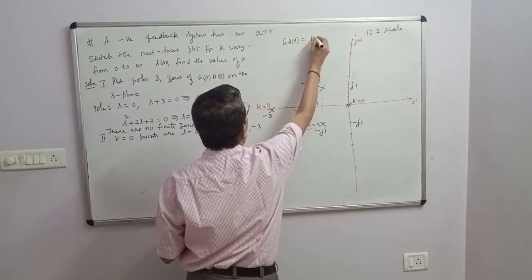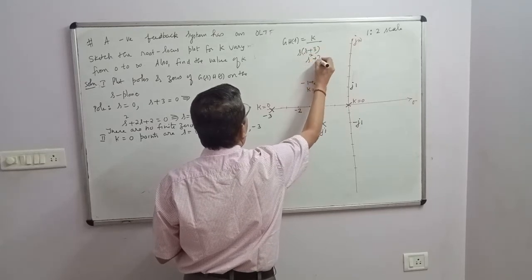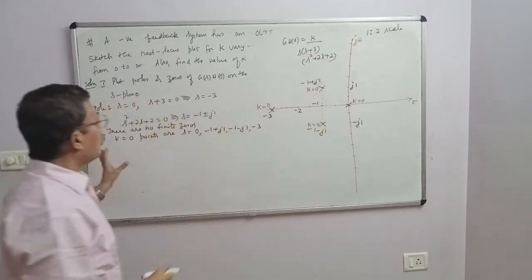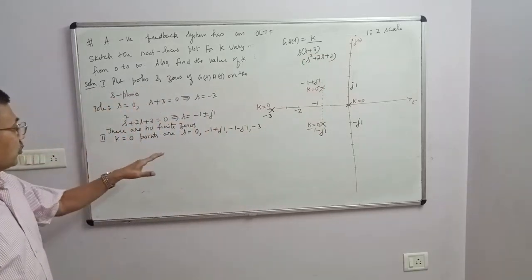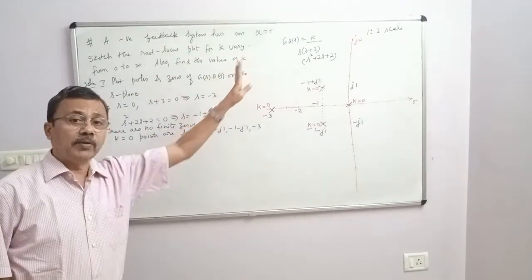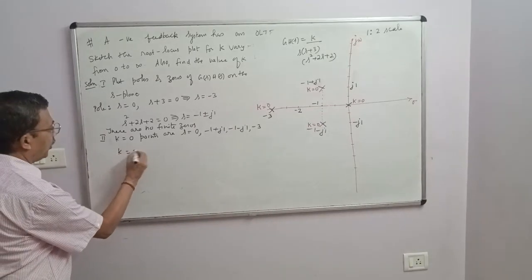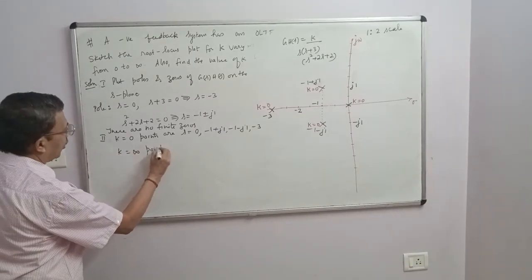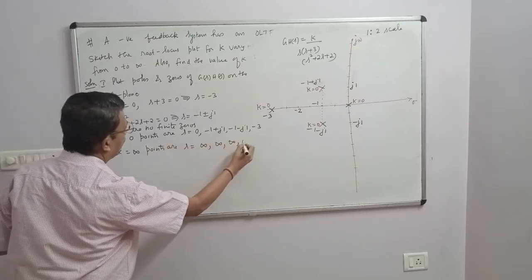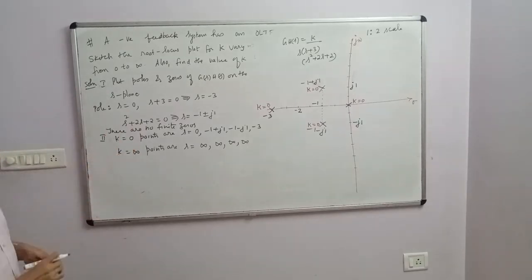What is the transfer function? K divided by s into (s plus 3) into (s square plus 2s plus 2). There are no finite zeros, but number of zeros must be equal to number of poles. Therefore, there are 4 zeros at infinity. They are called infinite zeros. K equal to infinity points are s equal to infinity. This means there are 4 zeros at infinity.